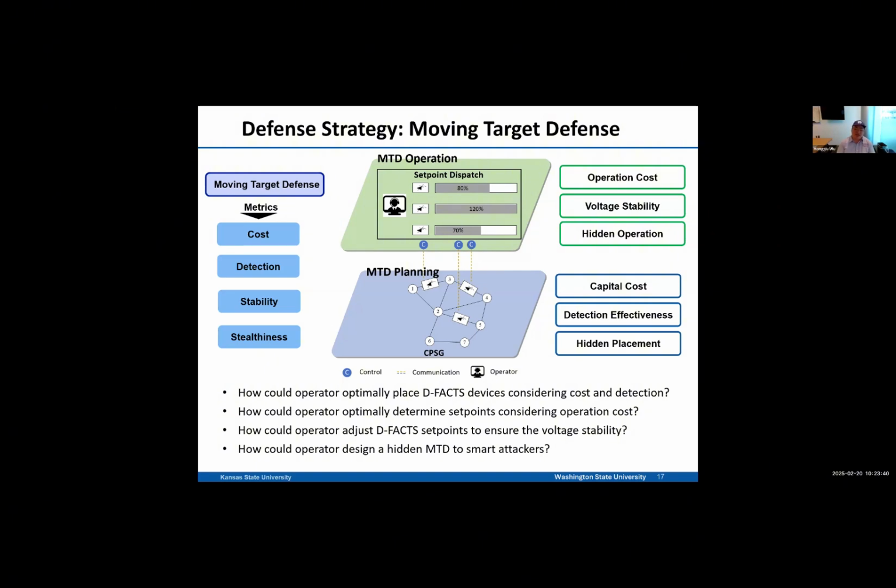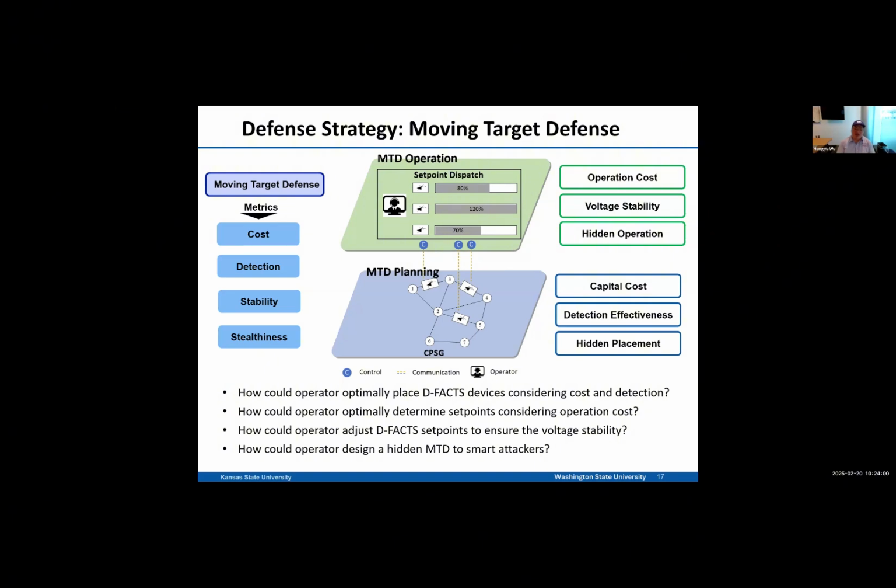The next metric is stability. Since MTD operates by altering line impedance, it inherently introduces disturbance to the power system. Therefore, its impact on voltage stability must be carefully considered to ensure reliable and secure power system performance. The last one is stealthiness.